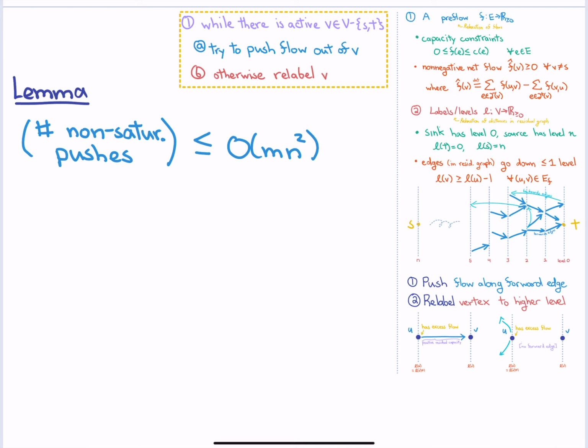Okay. All right, last one. The number of non-saturating pushes is at most mn squared. This one's tricky. I'll give you guys a chance to try though. Any ideas?